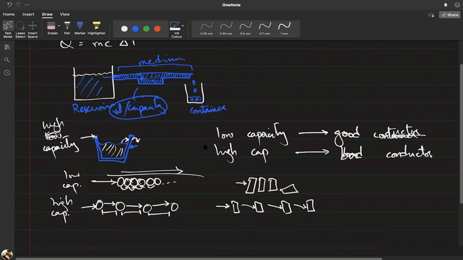ये concept clear है सबको? The concept needs to be clear before we move on to the calculation part. So anybody who doesn't understand, yeah.